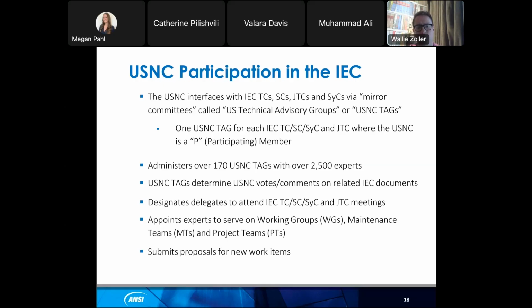The USNC also appoints experts based on their competencies and their willingness to participate in these groups, whether they're working groups, maintenance teams, project teams, and the various other structures that exist within the IEC, some of which are a little bit more esoteric, but this is the basic structure that allows you to participate in these groups. And it also helps or allows us to submit proposals for new work items. I believe for those embedded, we still use the term NP, but these new work proposals are done not by individuals, not by companies, but by the USNC itself and the administration thereof.